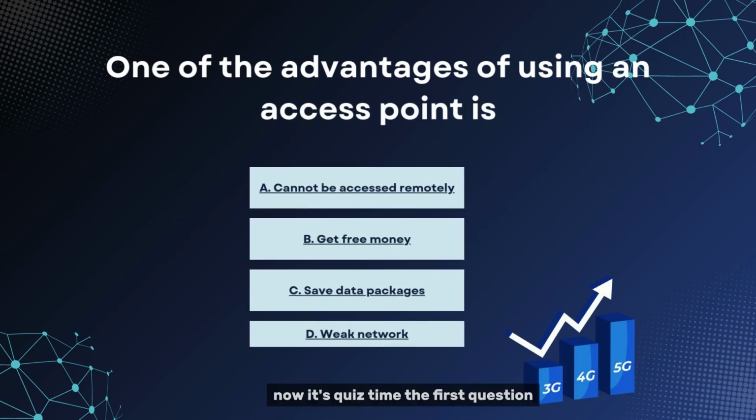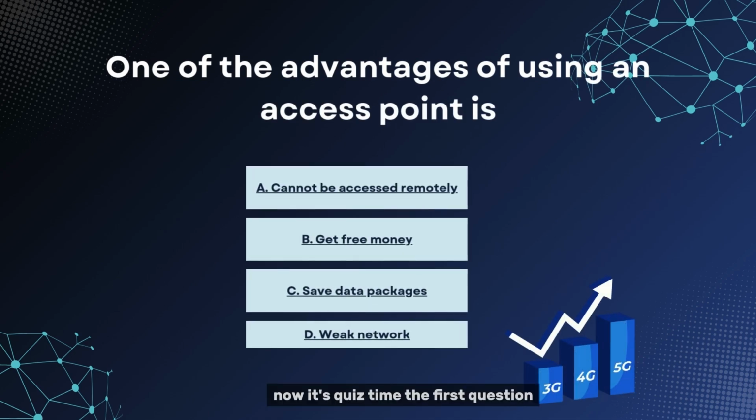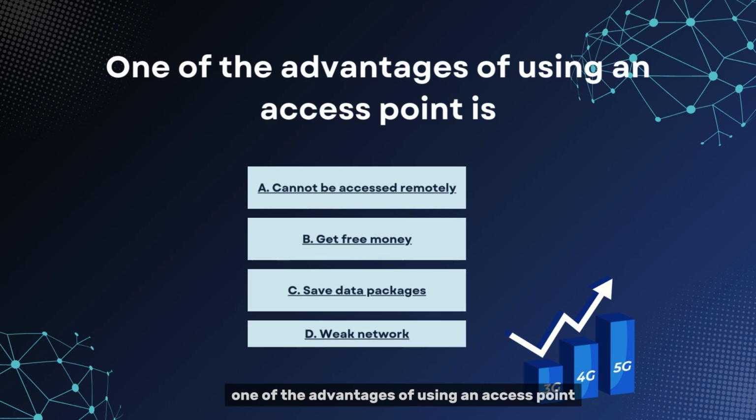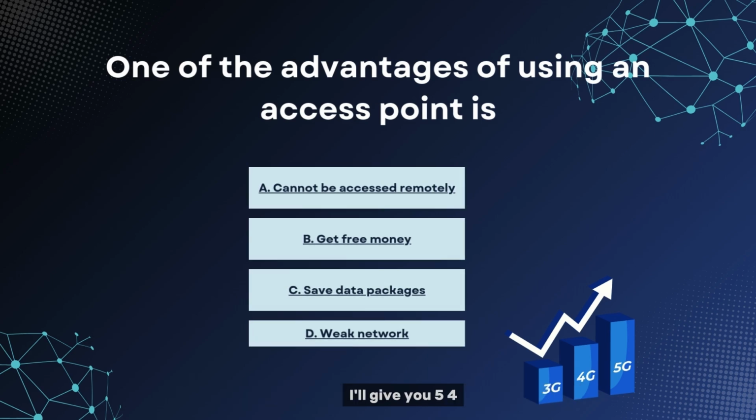Now, it's quiz time. The first question: one of the advantages of using an access point. I'll give you 5 seconds. 5, 4, 3, 2, 1. If you answer A, it is wrong. If you answer B, it is wrong. And if you answer C, then it is correct. So, the correct answer is C.